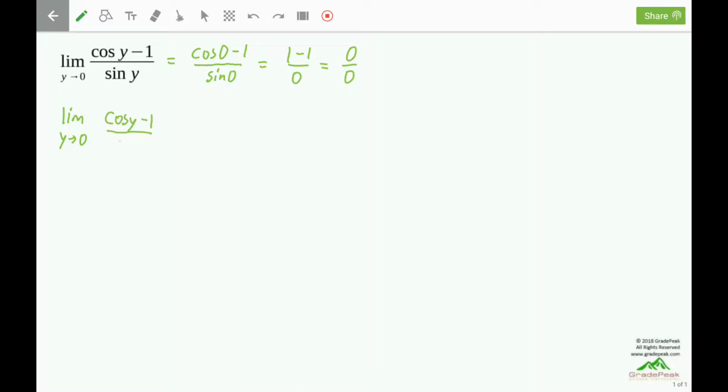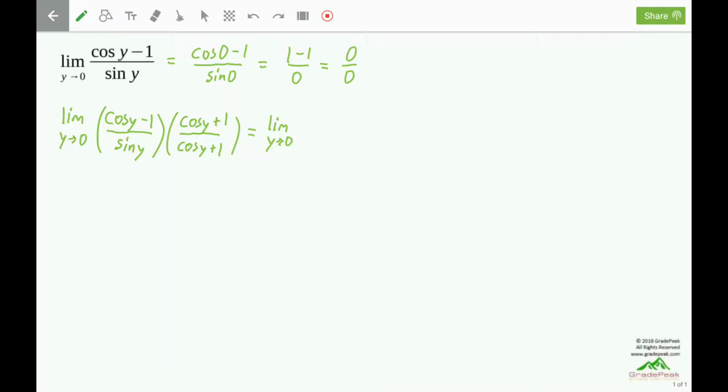The trig conjugate is the same trig combination, but with opposite sign between the terms. And I'm going to put it over itself so that we have a form of 1, so that when we multiply, we don't change the value, we just change the look. And we have limit as y goes to 0 of.